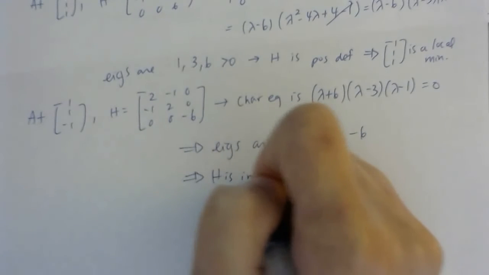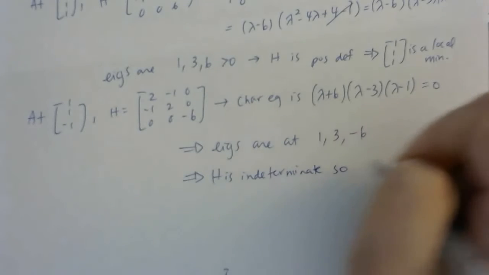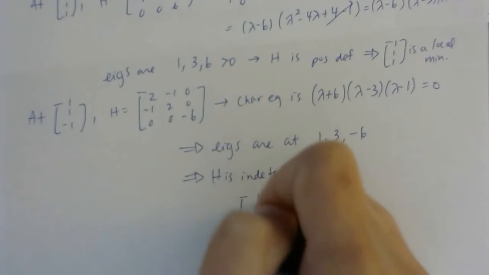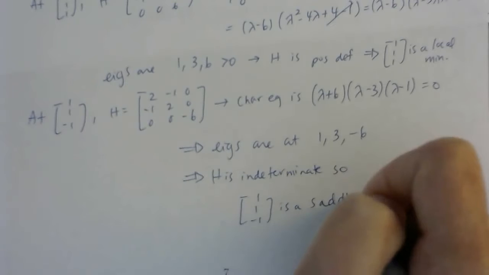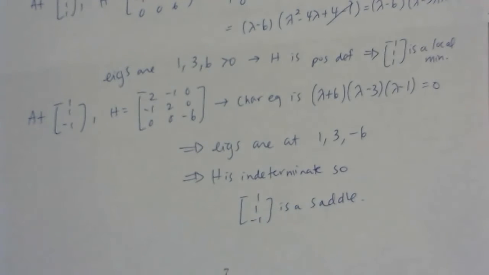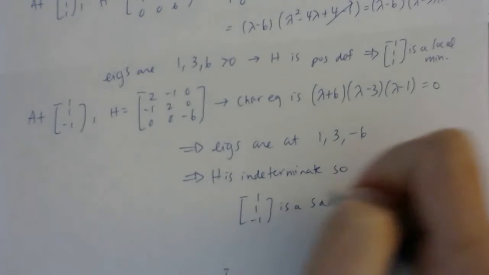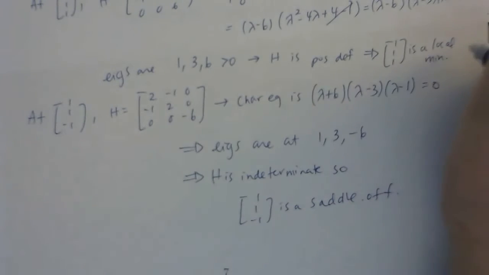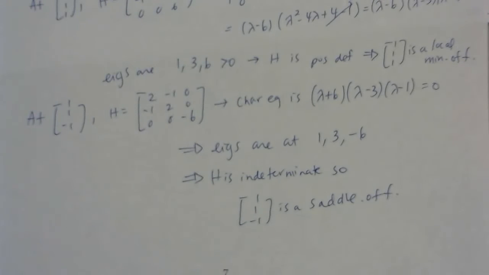H is indefinite. So (1, 1, -1) is a saddle. Or I guess we should say F has a saddle, or let's say a saddle of F and a local minimum of F, because those are properties of this function. Awesome.